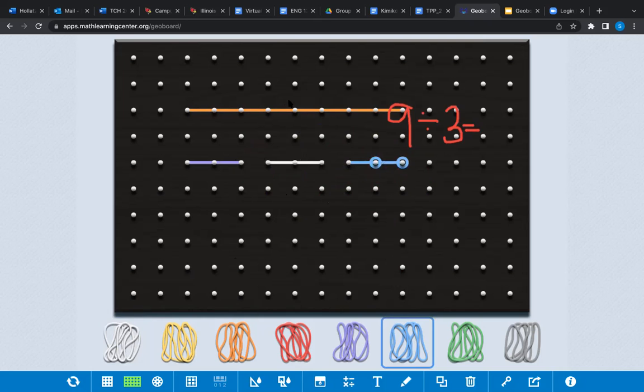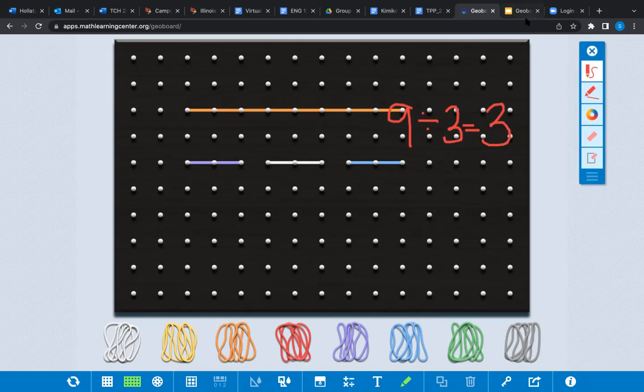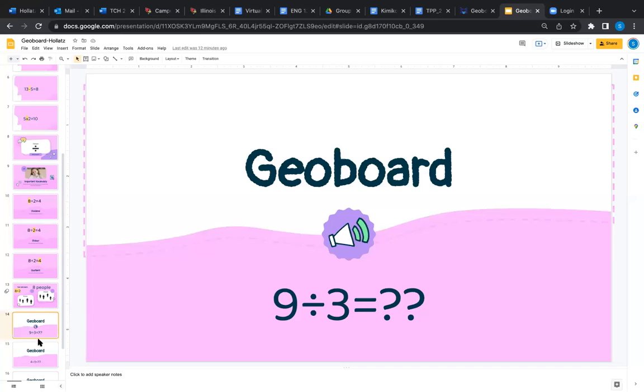1, 2, 3, 4, 5, 6, 7, 8, 9. So we got them equal. So now we can figure out what is the quotient or the solution to this problem. So we have 1, 2, 3, and it is 3. Good job, guys. And when you think about it again, 3 times 3 equals 9. Okay, let's go to the next problem.